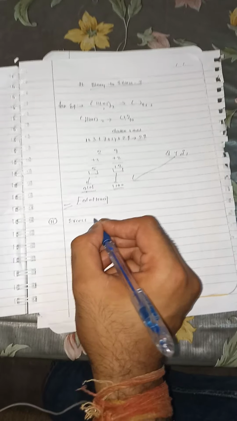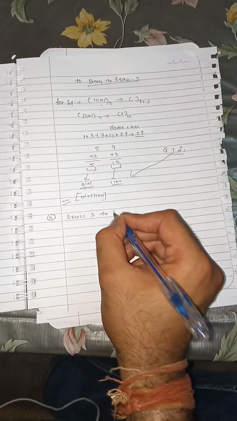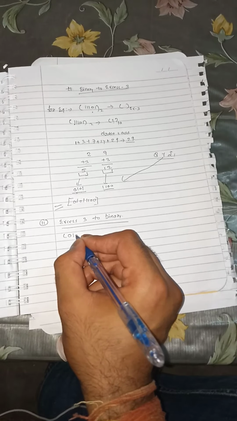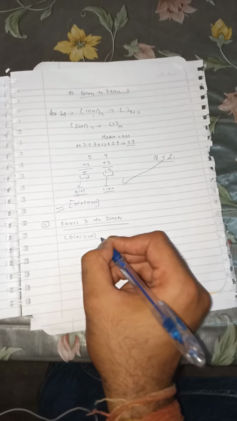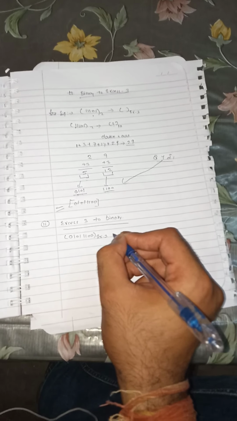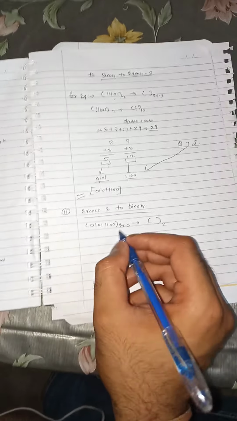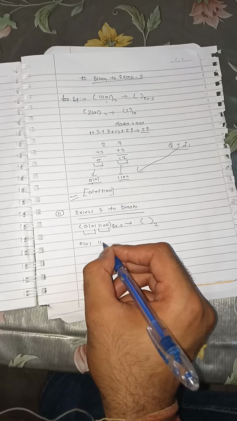Now, moving on to the second part. Now let's suppose I need to convert Excess-3 to binary. In this part, I need to convert Excess-3 code to binary. Let's suppose I have taken an Excess-3 code 01011100. This is an Excess-3 code and I need to convert it into binary. First of all, I will separate it into groups of 4 from the right side. So I'll write here 0101, and for that I'll write here 1100.